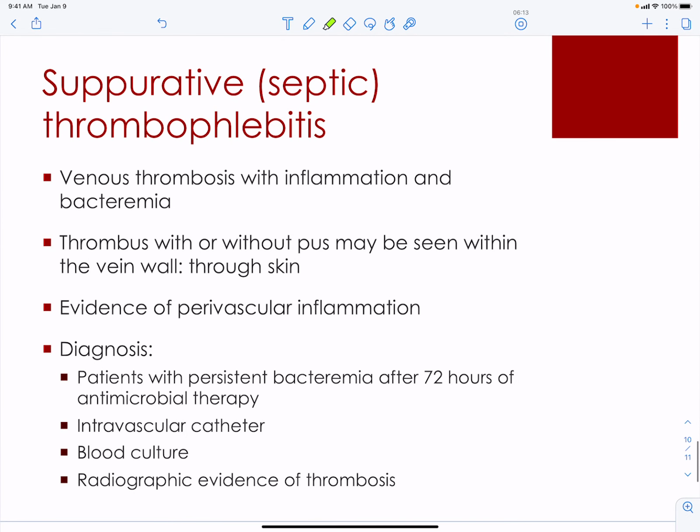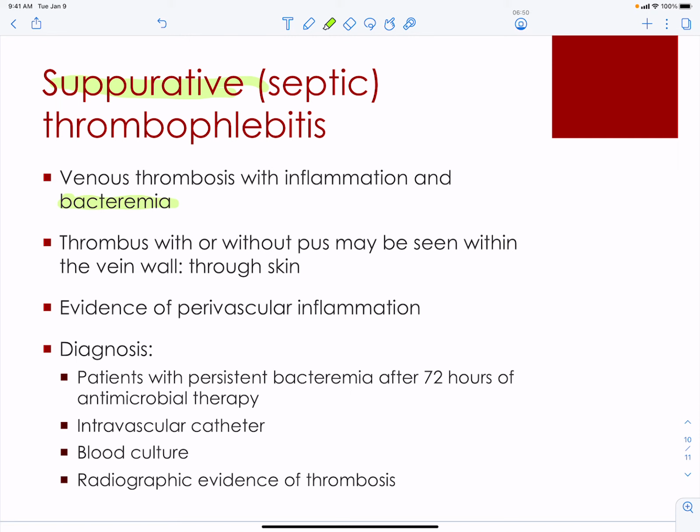Now, septic thrombophlebitis is when you have a venous thrombus, and typically we think of deep venous thrombus, but when you have a suppurative, or pus-causing, process, this is inflammatory or caused by a pathogen. So it's a venous thrombus with inflammation and with the presence of bacteria in the blood. You may see pus within the vein wall. Again, this is just your immune system trying to clear the bacteria, and they form pus. And then this can also have a perivascular inflammation as well.